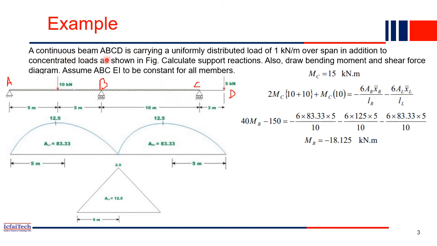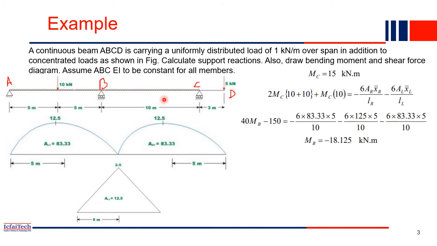So a continuous beam ABCD carrying a uniformly distributed load of 1 kilonewton per meter. So the UDL is acting 1 kilonewton per meter over the span, in addition to the concentrated load. The concentrated load is already acting here, 10 kilonewton. In addition to that, the unit load is also acting. So calculate the support reactions, and also draw the bending moment and shear force diagram. So you have to find all the support reactions, and draw the bending moment and shear force diagram of this beam.